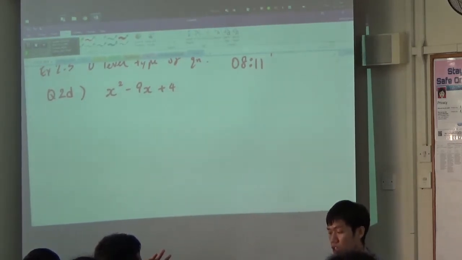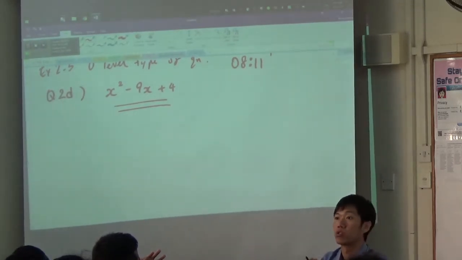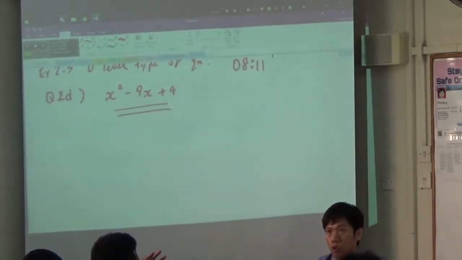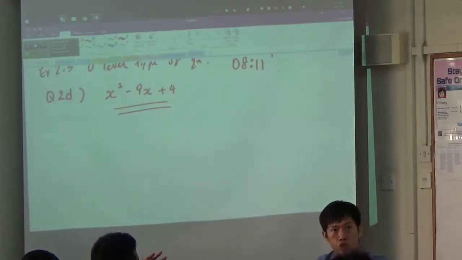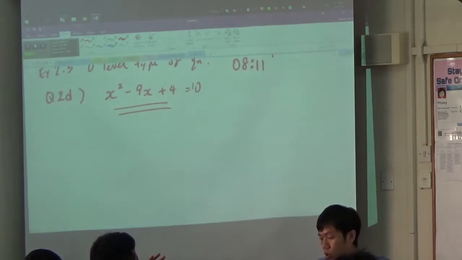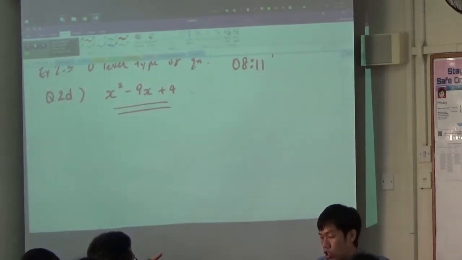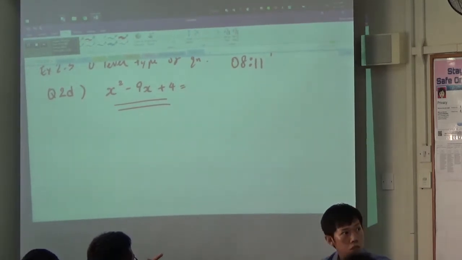They gave you an expression. They gave you three terms. It is not an equation. You are not expected to solve. Solving means to find the value of x such that it is true. This is an equation. You are not given an equation. You are told to complete the square. Alright?